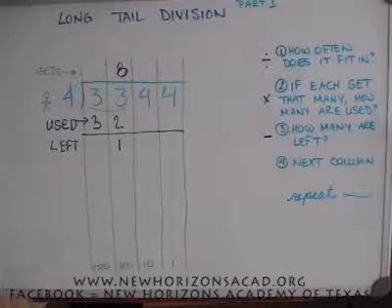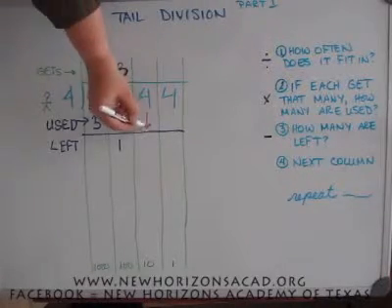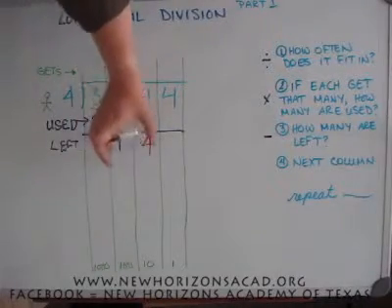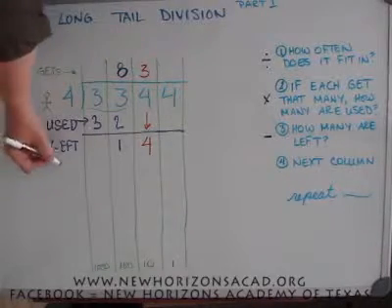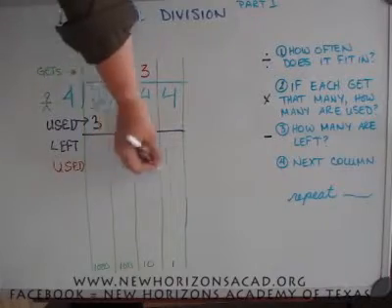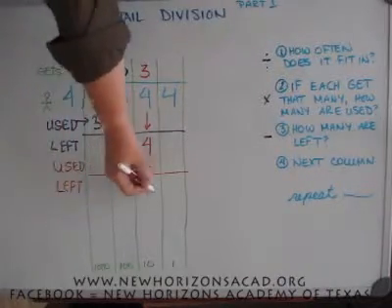So now that we have done that step, we're going to deal with our tens. I have 1 hundred left and 4 tens, so I have 14 tens. How much does everyone get? 3. How many of these tens are used? 12. How many of these tens are left? 2.